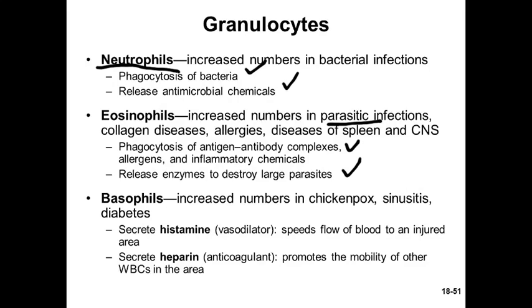Then the basophils, you'll see these numbers increased in some infections like chickenpox or sinusitis, diabetes. And what's specific about basophils is that they release histamine and they also release heparin. And both of these, histamine is a vasodilator, increases blood flow to an injured area, and heparin is an anticoagulant, and that's going to promote the movement of white blood cells to the area.